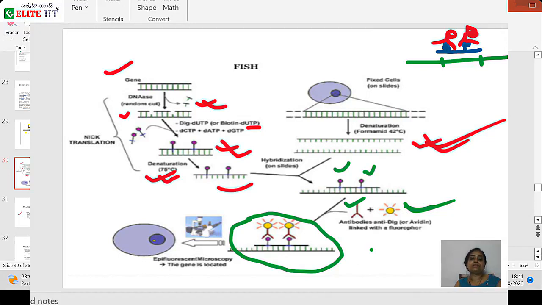Okay? After the washing, what will happen? Only if the probe is binding with the chromosome can you visualize that position. If the probe is not binding, you can't find any color. It is because the complementary sequence is not there, therefore it is washed out of the slide. Okay? So this is the case.